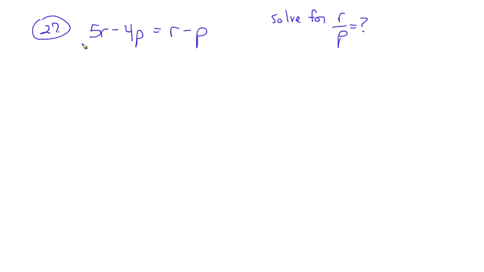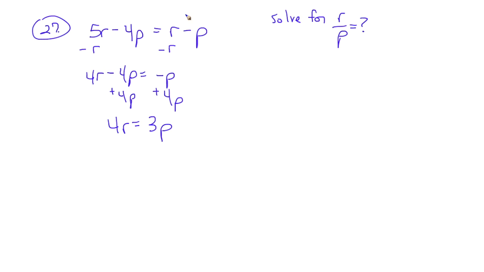Let's say I want to subtract r from both sides, and now I have 4r minus 4p equals minus p. Now let's say I want to add 4p to both sides, just to get them on opposite sides for the time being. And then now I have 4r equals 3p.